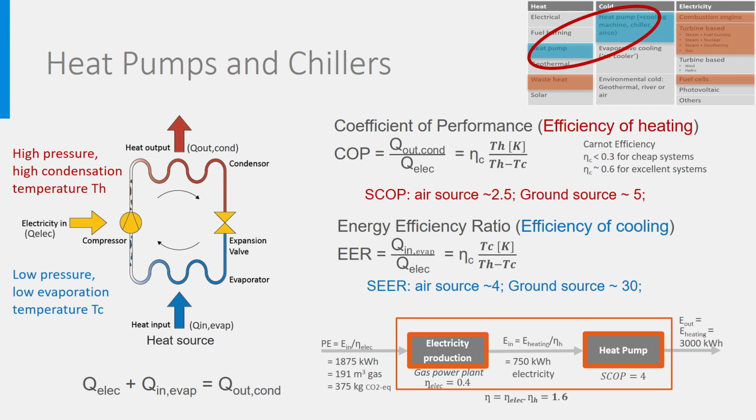The calculations for a chiller would follow the same principle, using this time the cooling demand and the SEER instead of the heating demand and the SCOP.